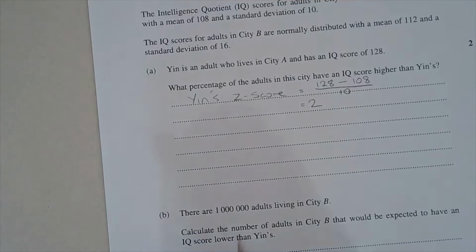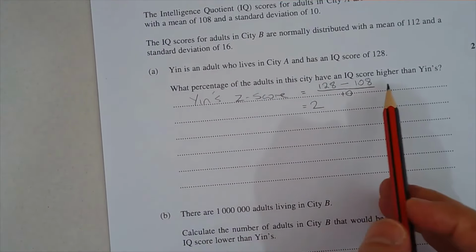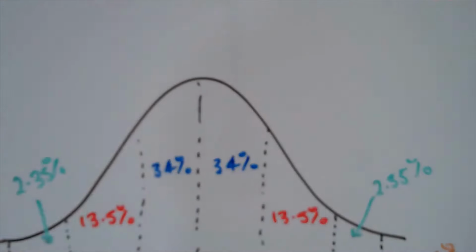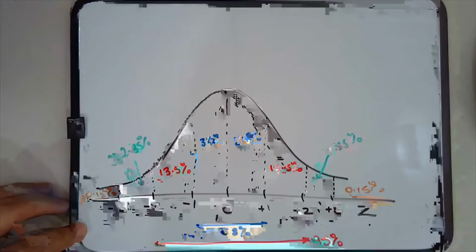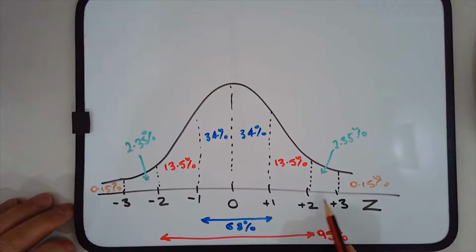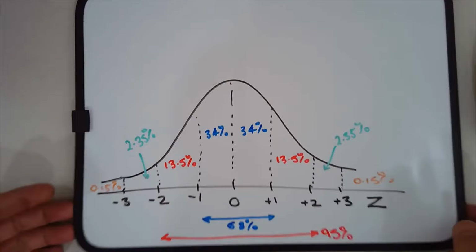Now, it's asking for what percentage of the adults in this city have an IQ score higher than Yin's. So let's go back to our bell curve or our normal distribution. We've got a Z score of 2, so what percentage will that be? 2.35 plus 0.15, that's going to be 2.5%.